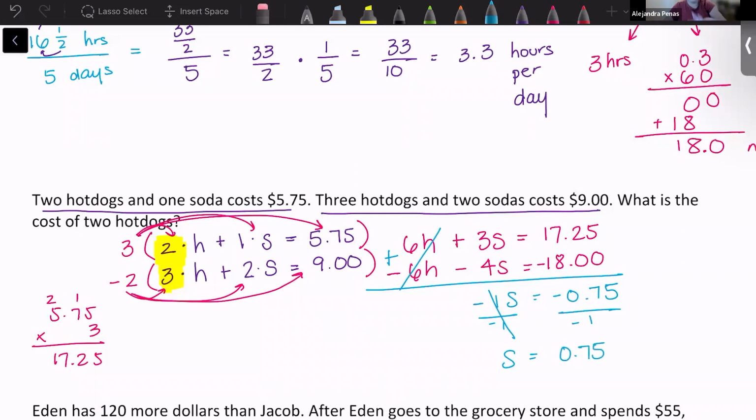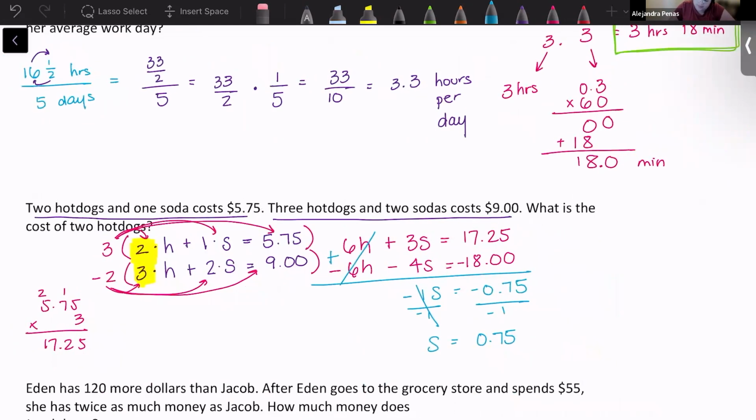Now, this is not our final answer. Why? Because it says sodas. Exactly. You need to find the price of hot dogs, not one soda. Yeah. There you go. You need to find the price of actually 2 hot dogs, not just one. So 2 hot dogs. So what can you do with this?